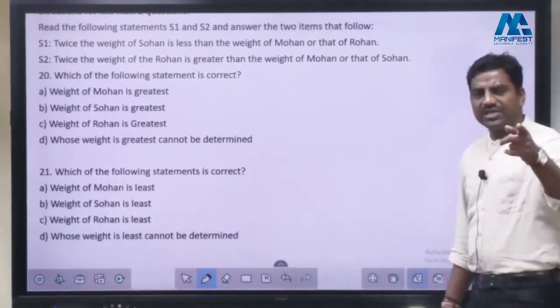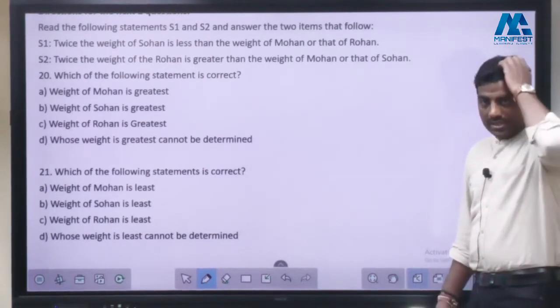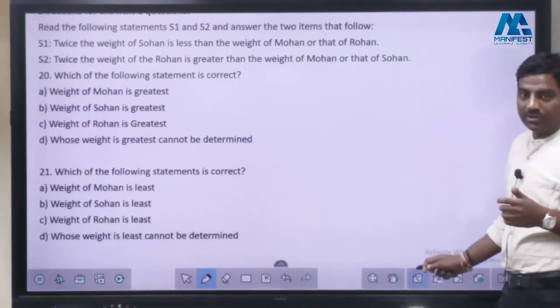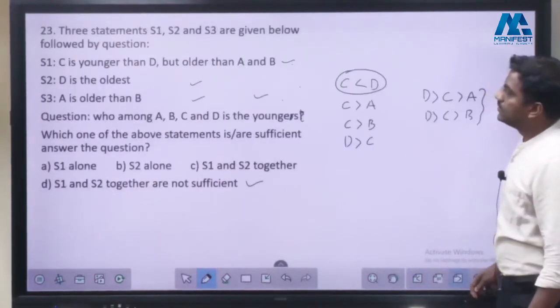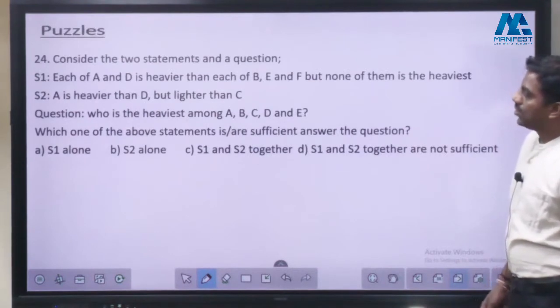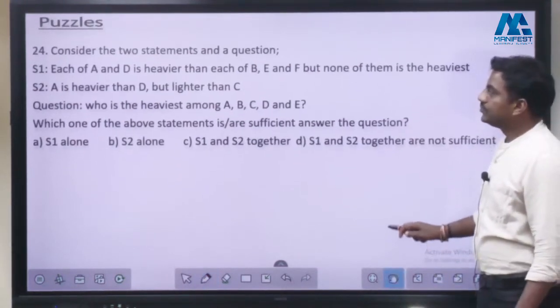I think it must be printed somewhere else. See? So in my problem, it might not have been. So I'll come to 22nd later. Okay. 24th.